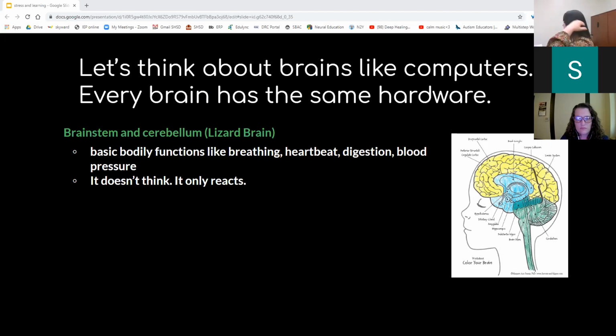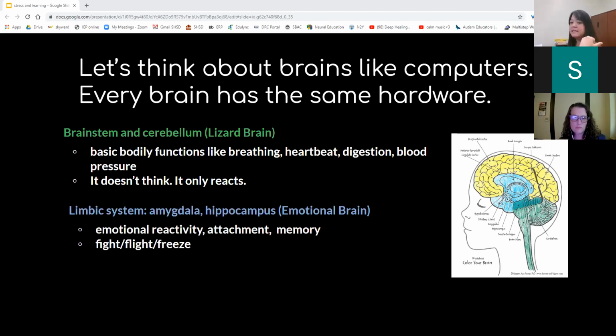The next level of the brain is colored in this image in blue, and it's often referred to as the midbrain. We might also talk about it as the emotional brain or the reactive brain. This part of our brain houses the limbic system, and 2 really important structures in the limbic system are the amygdala and the hippocampus. The hippocampus is the part of our brain that accesses all of our memories.